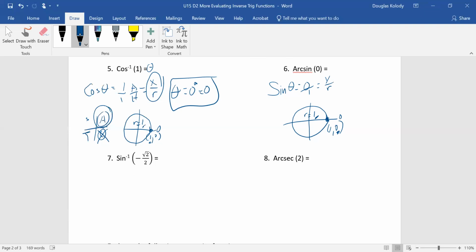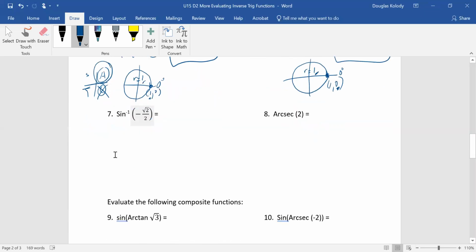What angle is that? That's 0 degrees again. 0 degrees or 0 radians. So theta once again equals 0 degrees or 0 radians. Hot dog, as Mickey Mouse would say. Hot dog.